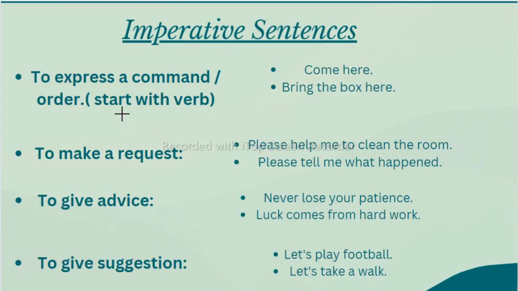When we want to express a command or order, we use these types of words. The sentence starts with the verb, like "Come here," "Bring the box." Directly we are starting a sentence with the verb. These types of sentences are called imperative sentences. If you want to make a request, that type of sentence is also an imperative sentence. Here you make a request using the word please. "Please help me to clean the room." "Please tell me what happened."